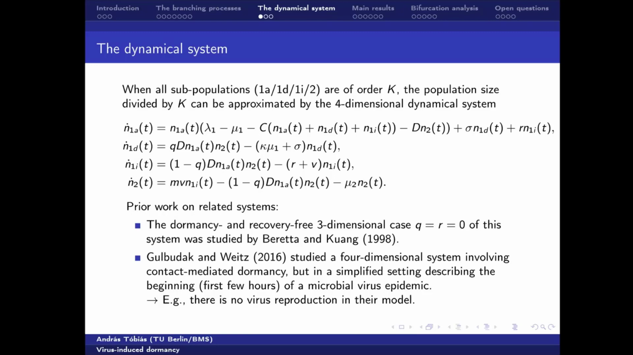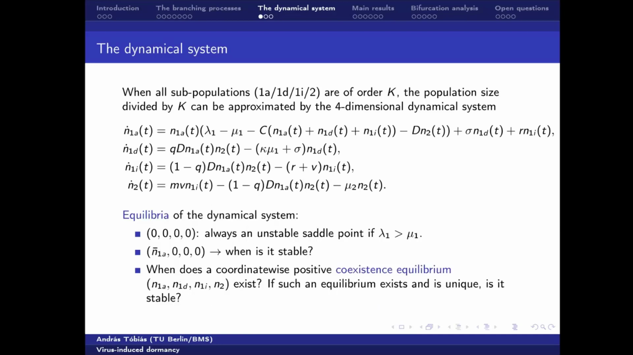And then I should talk a bit about related systems in previous literature. So Beretta and Kuang studied this system as a model for a marine bacteriophage infection in 1998, but in the simpler case when R is 0, so there's no recovery, every infected individual always dies, and there's no dormancy. So basically, a three-dimensional version of this with R equals 0. And then Gulbudak and Weitz, which was one of our motivating papers for this project, studied a four-dimensional system, but actually a simpler one. So they don't have virus reproduction there. They just look at the initial phase, the first few hours of this virus epidemic. And yeah, this is the full system basically.